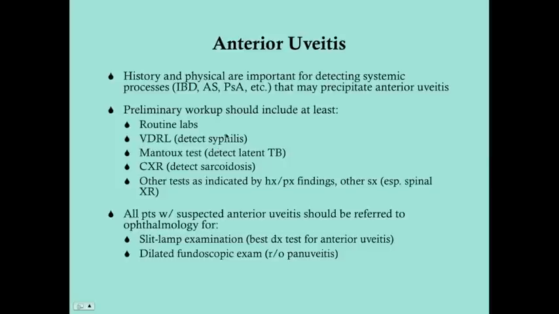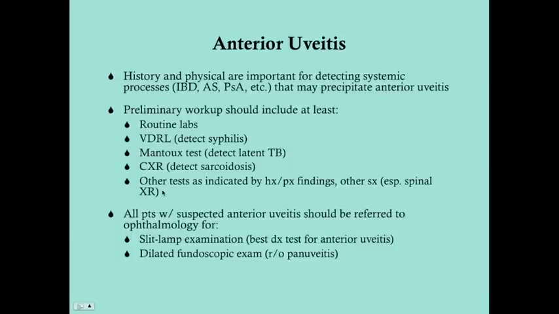The preliminary workup should include things that are commonly associated with anterior uveitis. So we want to get routine labs. We also want to look for TB and syphilis, so you get a VDRL and a Mantoux test. You also want to get a chest x-ray, which will help you detect not only active TB, but also sarcoidosis, which has a very high association with anterior uveitis. Some physicians will also get a serum calcium or an ACE level, angiotensin converting enzyme level, because those are associated with sarcoidosis, but I think a chest x-ray is enough.